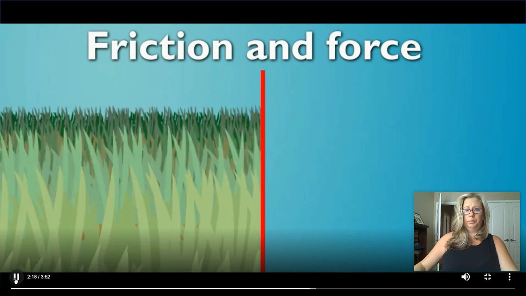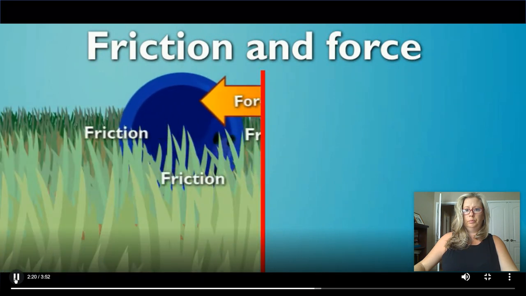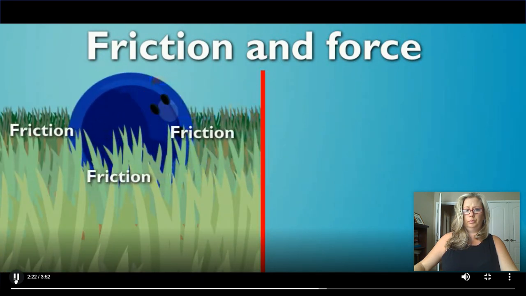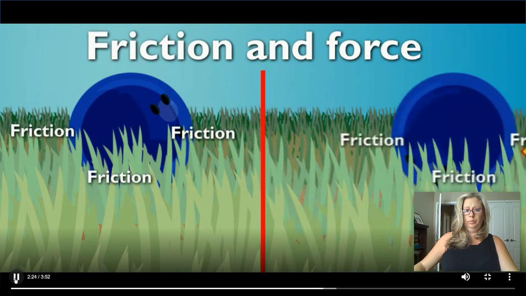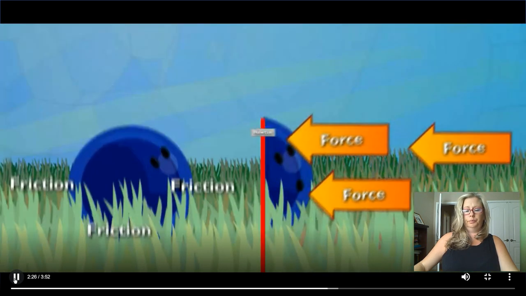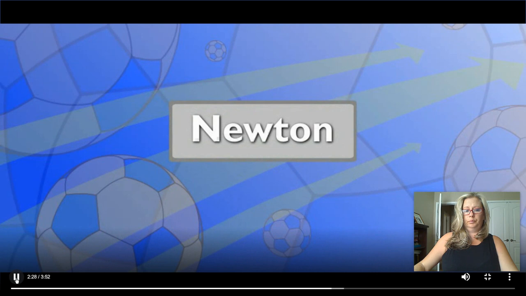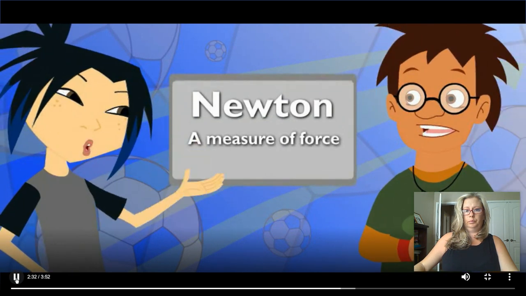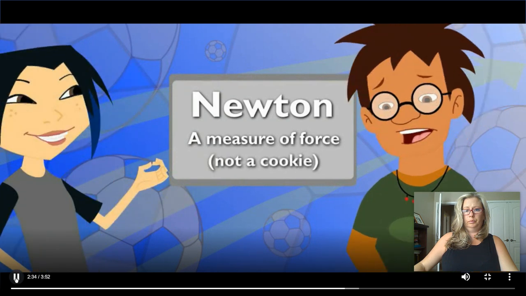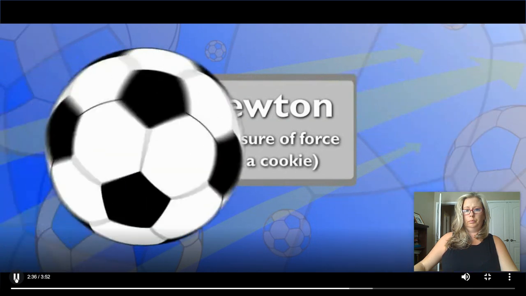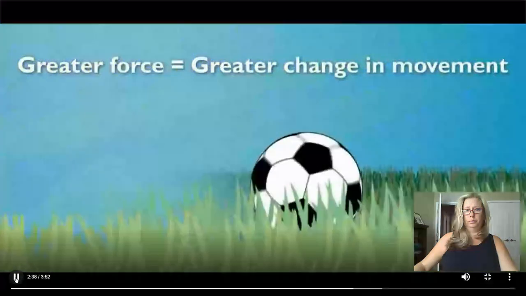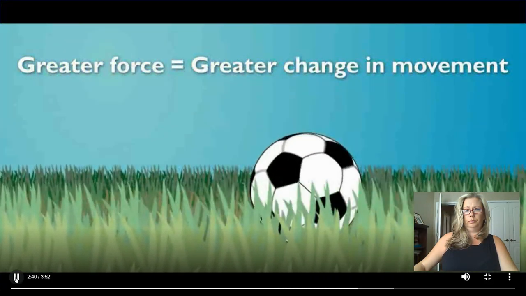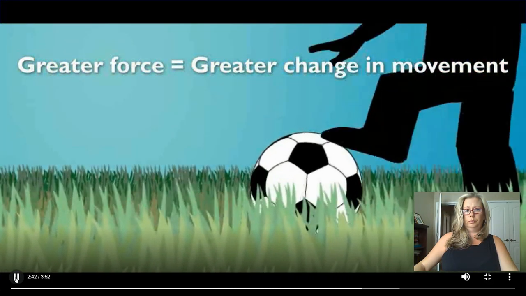Definitely. So then how do we beat the force of friction and get the ball to keep moving? Well, the more friction there is... Oh, the more force you need to apply? Exactly. Or more newtons. Fig Newtons. No, Sam. A newton is a measure of force. Anyway, you were right. Greater force equals a greater change in movement. And the more force you want, the more energy you'll need.